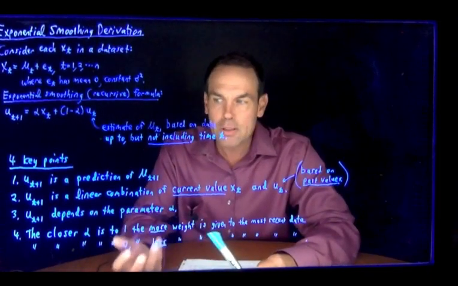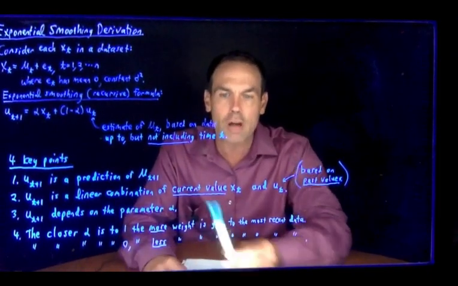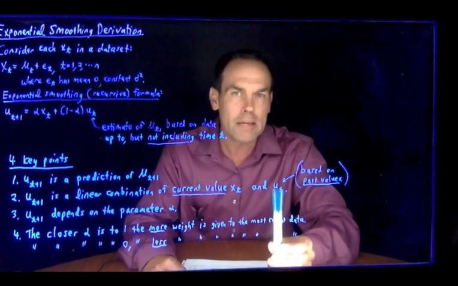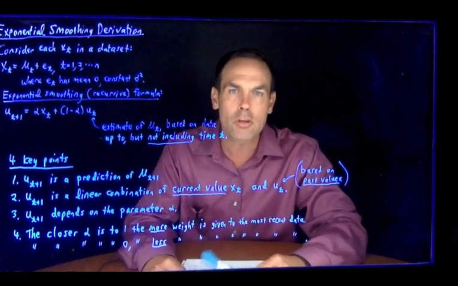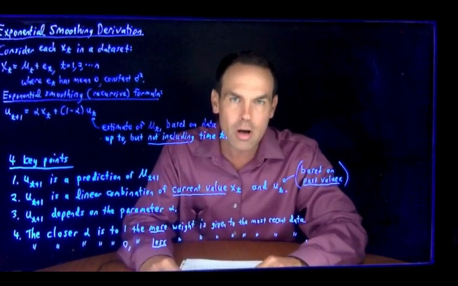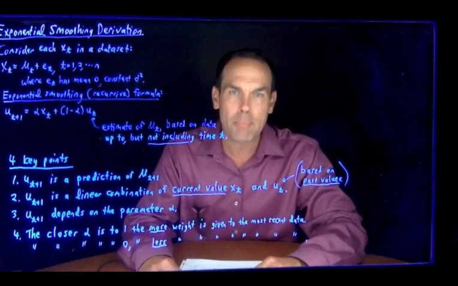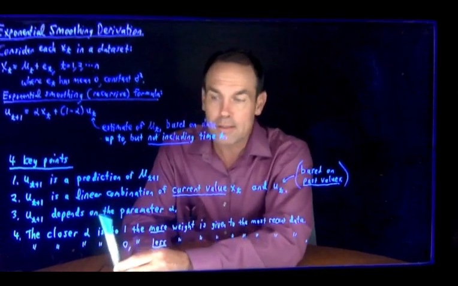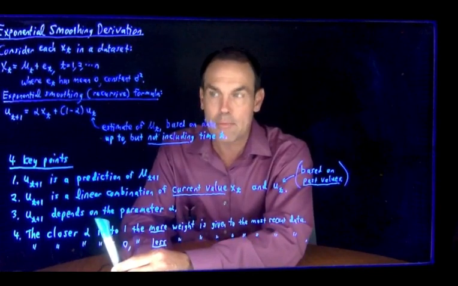So yes, u sub t plus 1 is a linear combination of the current value x sub t and this u sub t, which is based on past values. As I said, it's a convenient combination, an appropriate combination of the present and the past. U sub t plus 1 obviously depends heavily on the parameter alpha.